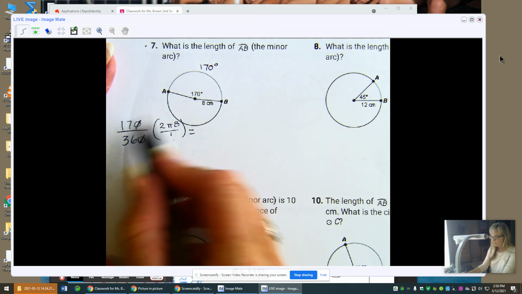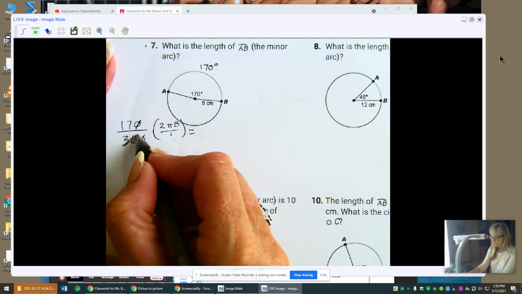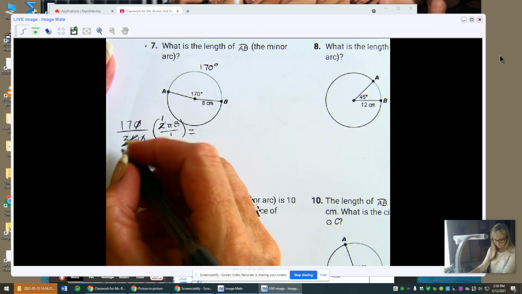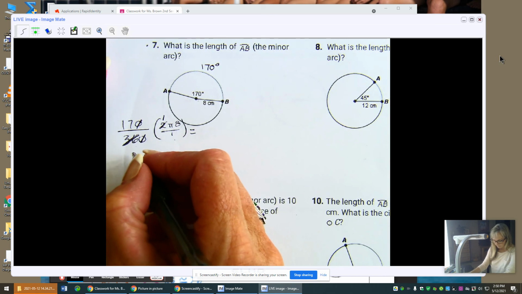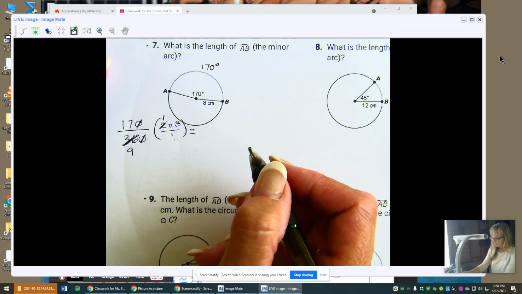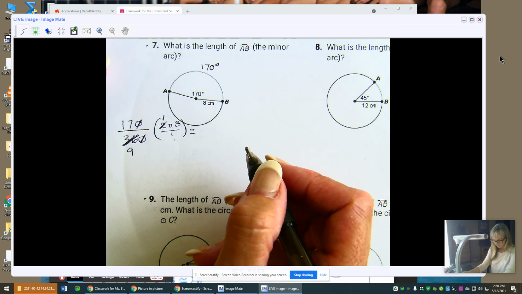Well, so I can reduce any part of those. I can reduce the 36 and the 2. 2 goes in there once. 2 goes into 36 9 times. No, what am I saying?